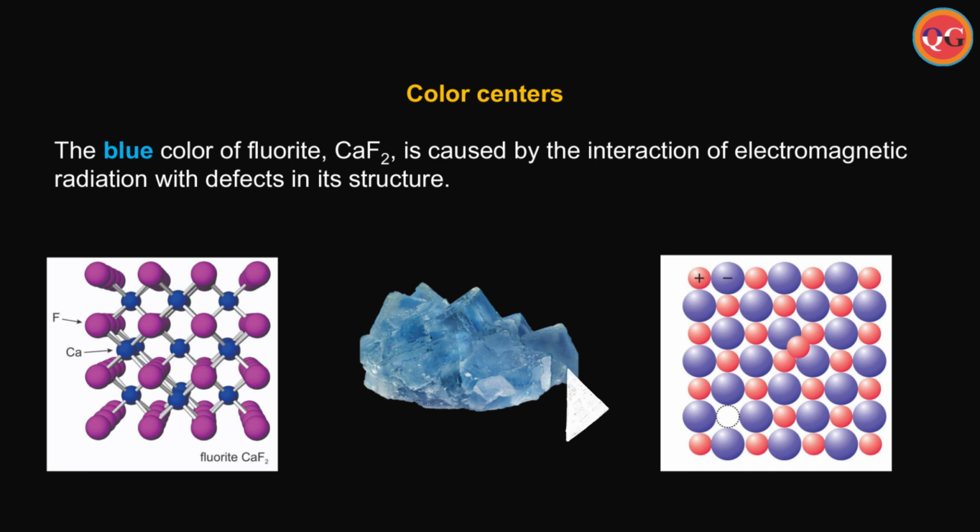The Frenkel defect is a type of point defect that occurs in a crystal lattice and involves the displacement of an atom or ion from its normal lattice position to an interstitial site. Schottky defect, a point defect involving the absence of a pair of oppositely charged ions from the lattice.